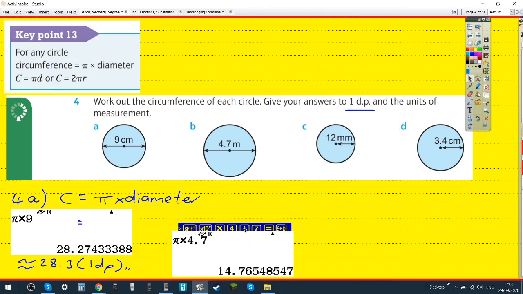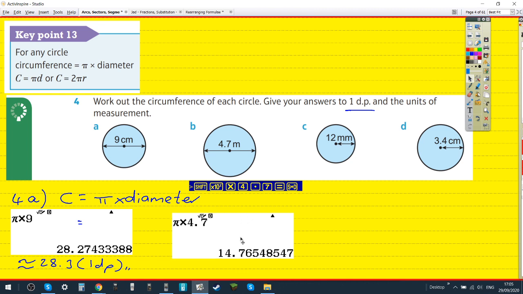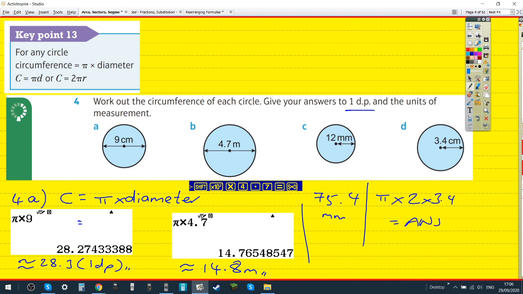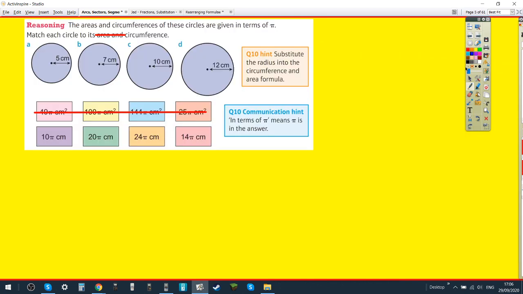So 12. Pi times 12. No. It's pi times diameter. So it's 24. Correct. And that would be 75.4. And what's the working out for question D? You have to do pi times the diameter, which would be 6.8. You can just do 2 times radius because you can let your calculator do the whole thing. Great. That's good. So it's either pi times diameter or 2 times pi times radius, because the diameter is 2 radiuses.